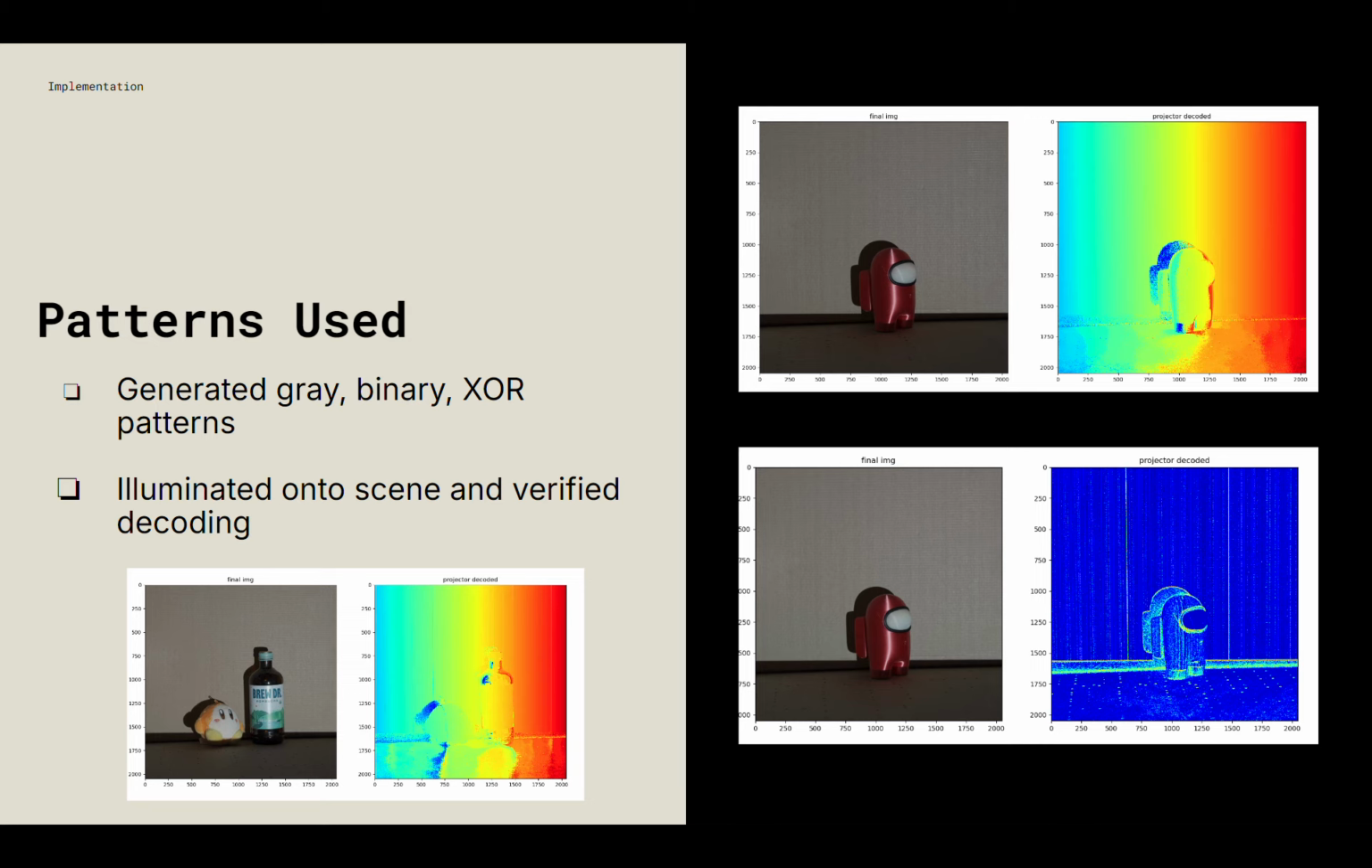Blue is minimum and red is maximum, so the smooth gradient indicates that the columns were found in the scene pretty good. As you can see, the bottom right here is the XOR, which looks a little bit funky. It's still reliable, but I'll explain more in the results section.